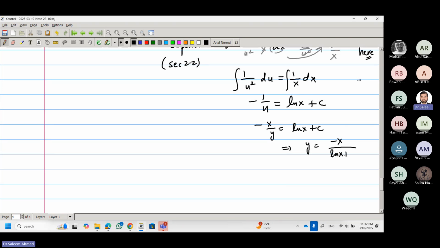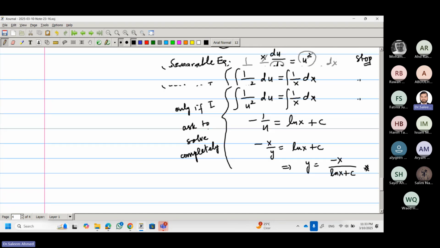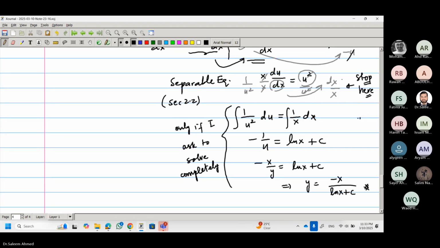So this solution is very easy because separable equations are easy. But you will do this only if I ask you the solution. Only if I ask to solve completely. If I ask you to stop when you get the homogeneous equation, then you can stop here. No need to separate the variables and solve it.